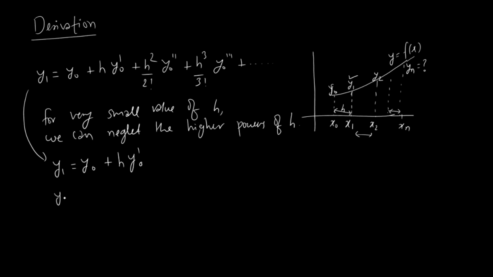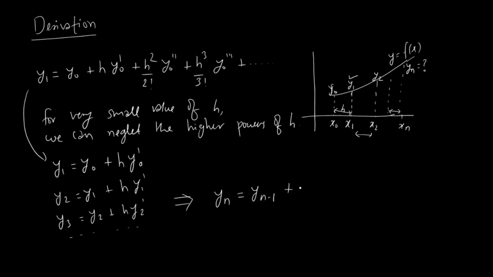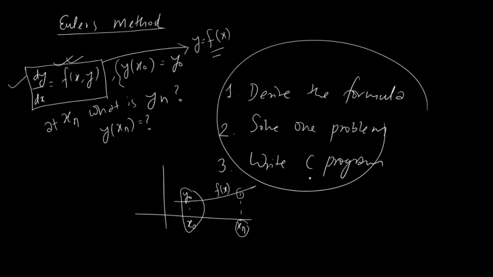Similarly, for another interval, we will get y2 equals to y1 plus h y1 dash. For another interval, we will get y3 equals to y2 plus h y2 dash, and so on, right? So if we generalize this, we can say yn will be equals to yn minus 1 plus h y dash n minus 1. But if you look at the given form of the ordinary differential equation, y dash is dy by dx, which is function of xy. So y dash will be equals to f of xy.